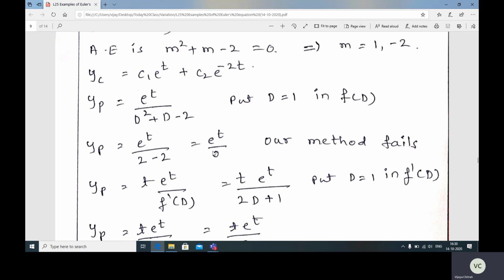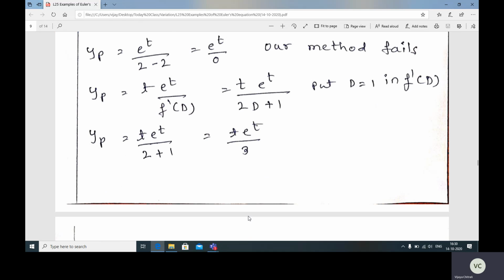So yp is equal to t. Multiply this e raised to t with t divided by f dash D. So what is f dash D? Derivative of f of D. D square plus D minus 2, the derivative of this will be 2D plus 1, because the constant will be 0. Again you substitute D is equal to 1 in f dash D. So the numerator will be t e raised to t, the denominator 2D, 2 into 1 is 2, 2 plus 1 is 3. So t e raised to t divided by 3.